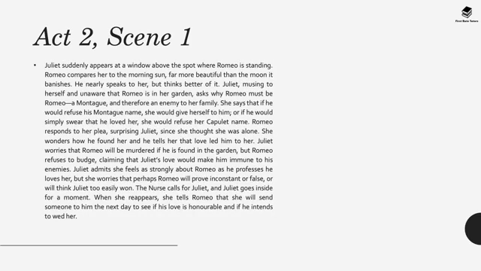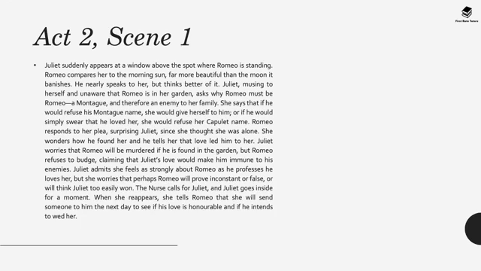Juliet then appears at a window above the spot where Romeo is standing. Romeo compares her to the morning sun. He sees her as far more beautiful than the moon it banishes. He uses a series of more celestial imagery to describe her beauty and how besotted he is.